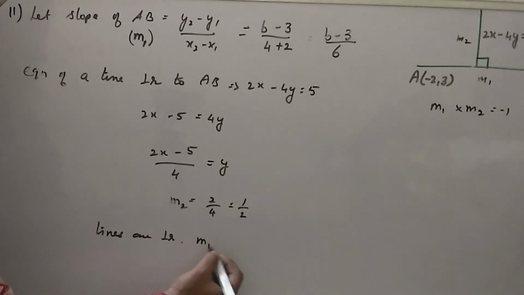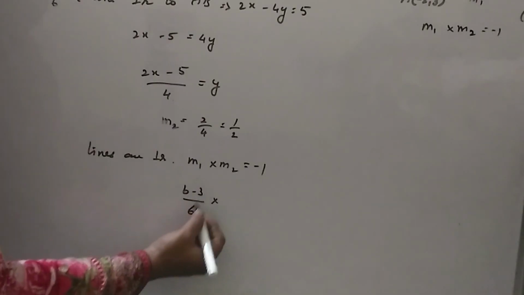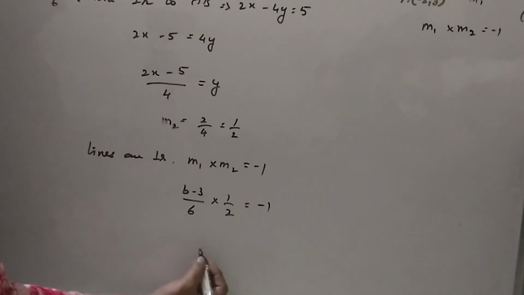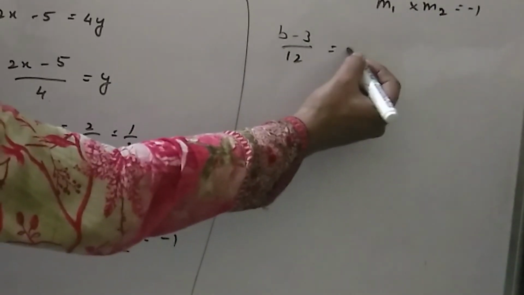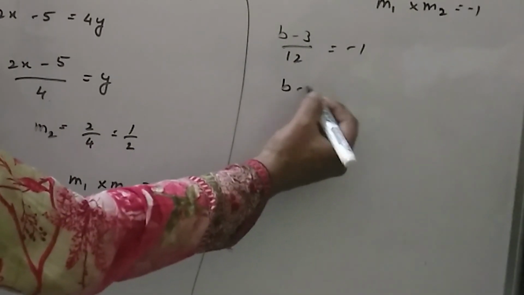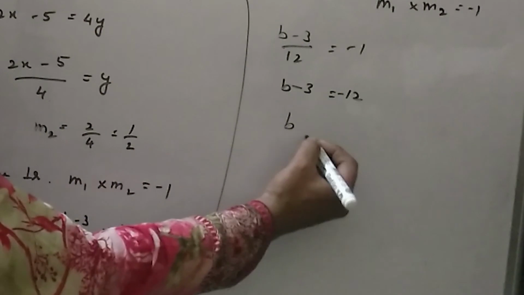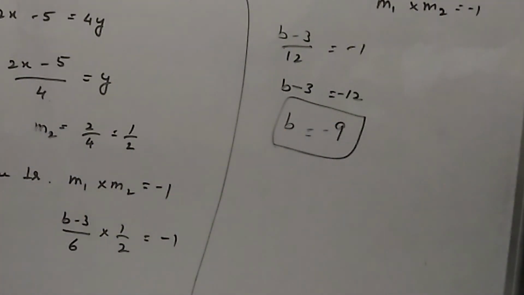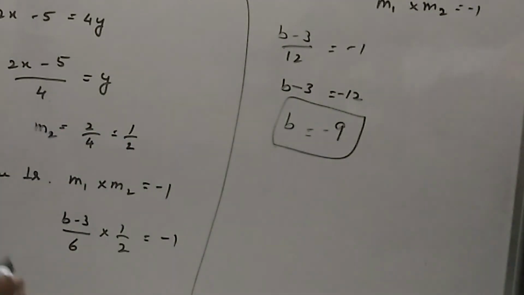What is the condition? m1 into m2 is equal to minus 1. b minus 3 upon 6 into 1 upon 2 is equal to minus 1. b minus 3 upon 12 is equal to minus 1. b minus 3 is equal to minus 12. Therefore, b is equal to minus 9. What is b? b is equal to minus 9.